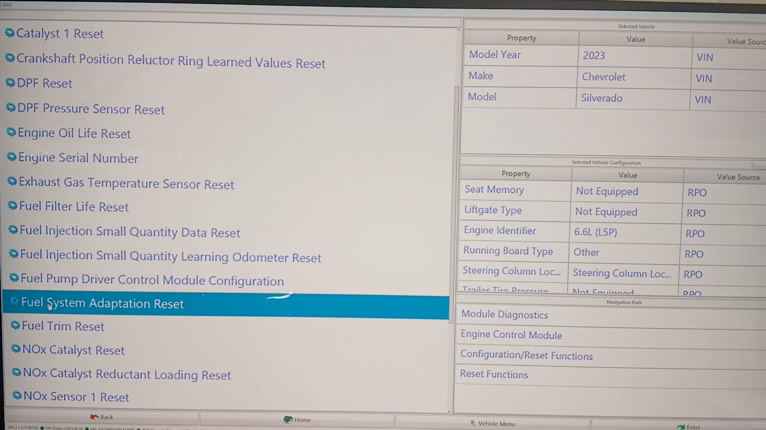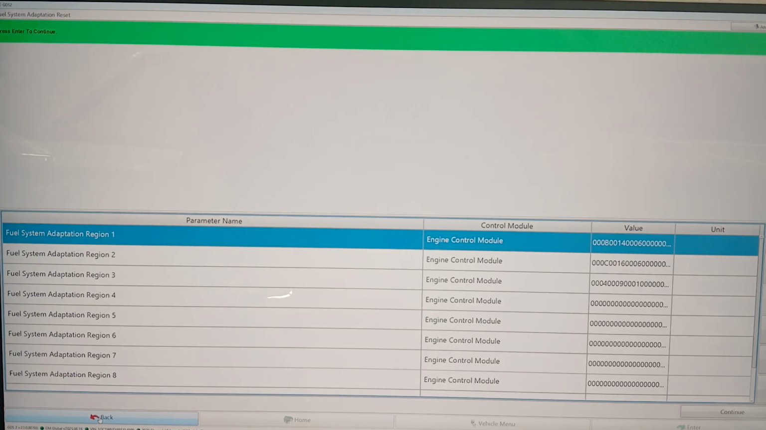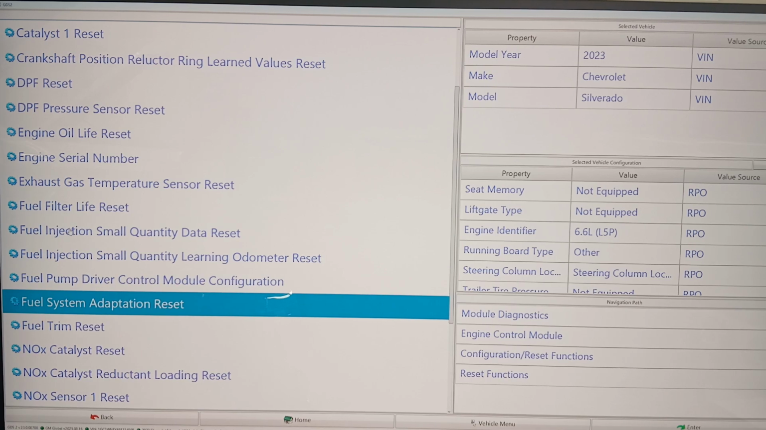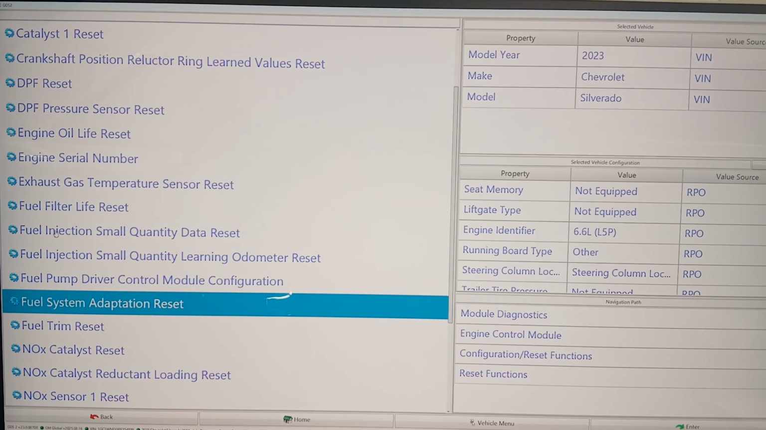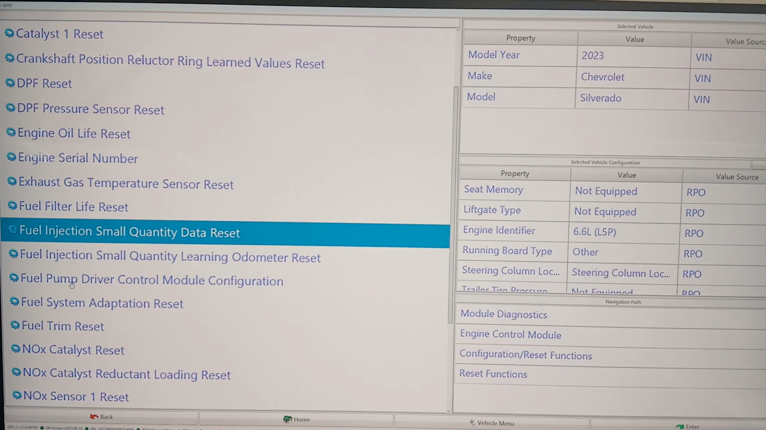This one right here. If I click on it, it's going to take me straight into it. So let me back out. Here's another very important one right here. Fuel injection small quantity data reset. Okay, I need to do that because I need to be able to relearn small quantity adjustment rates, which affects my injector timing numbers.